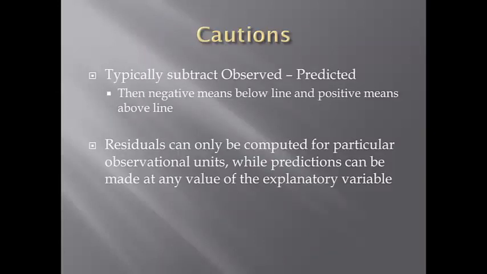A couple of words of caution. Typically, we subtract the observed value of the response variable minus the predicted value of the response variable. When you subtract in this order, a negative value means that the point is below the line, and a positive value means that the point is above the line.